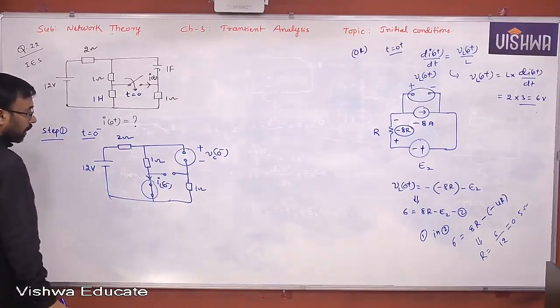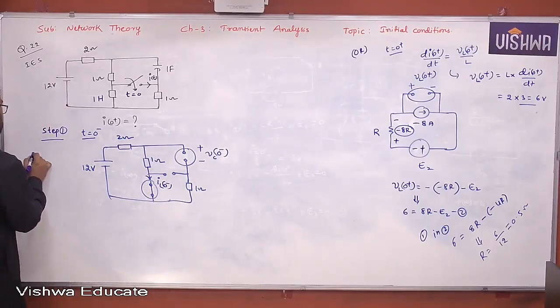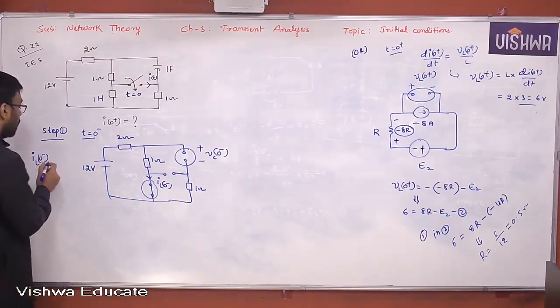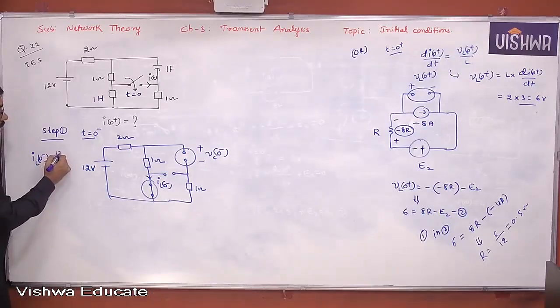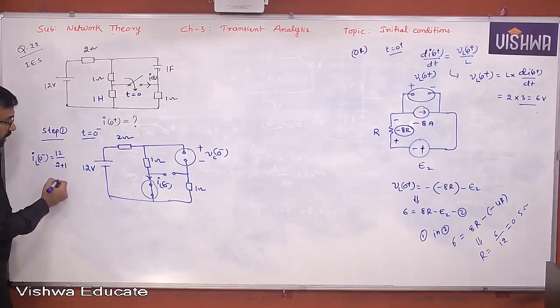Our objective is always IL of 0 minus and Vc of 0 minus in this step. So open, then entire current is passing here, right? Therefore, IL of 0 minus is how much? 12 divided by 2 plus 1, that is 4 ampere.